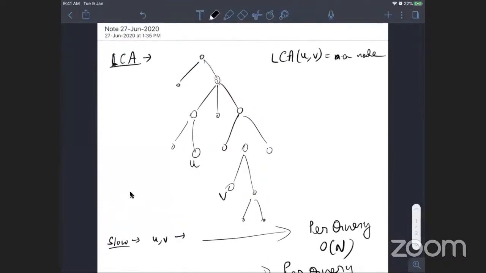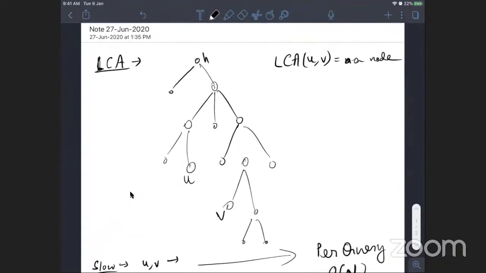So first you do a DFS on the tree and basically give each node a height. Let's say we start from zero. So this node's height is zero. This node's height is one. This node's height is one. This node's height is two. You can get these heights by a DFS or something. I'm just putting all the heights.